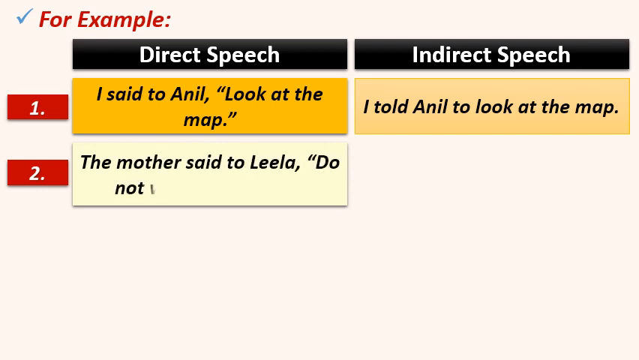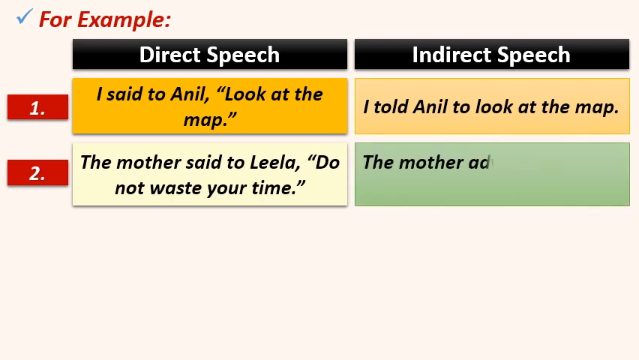The mother said to Leela, "Don't waste your time." When we convert it into indirect speech, the sentence will be, the mother advised Leela not to waste her time. Or we can write it like this also, the mother forbade Leela to waste her time. If we are writing forbade, then there is no need to write not to. If we are writing not to, then there is no need to write forbade, because the meaning is the same. Fine, if you are getting a negative sense in the sentence, then you have to use not to or forbid.